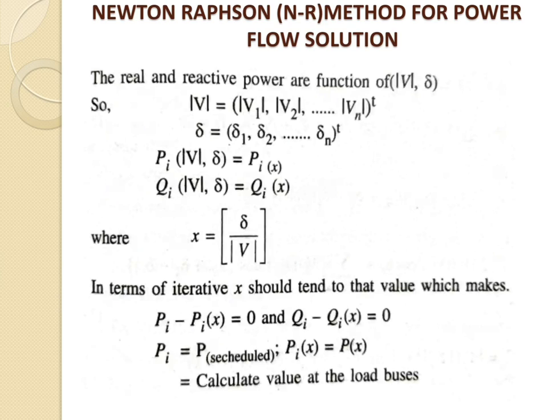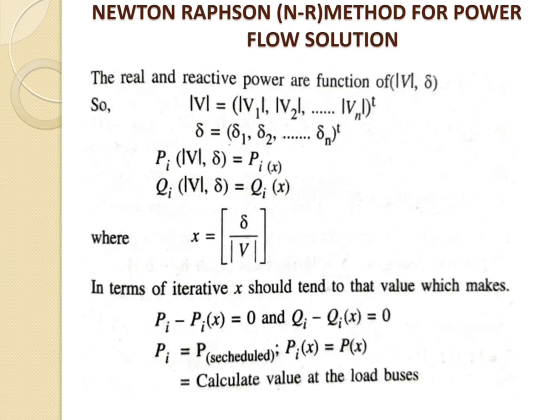In the same way, we will write for delta, that is the phase angle. Writing the phase angle up to n terms, delta is equal to delta 1, delta 2, up to delta n. So in short, the active power is a function of V and delta, that is the voltage and phase angle.